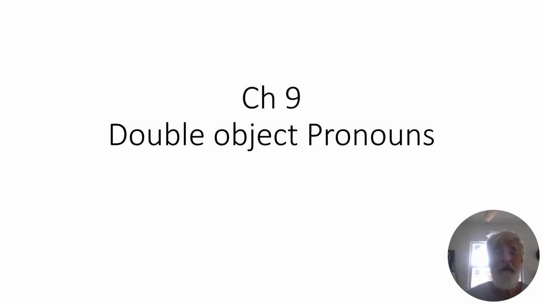Okay, let's look at double object pronouns. Up until now, what have we learned? We've learned what a direct object is and what a direct object pronoun is. We know what they are: me, te, lo, la, nos, and les.